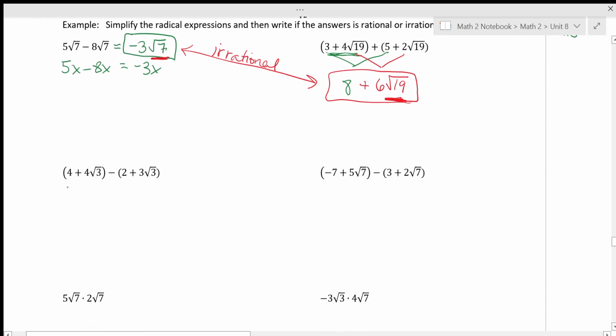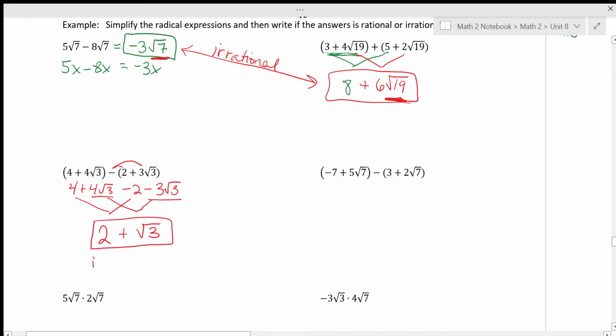And the next one we have 4, and then we have this 4 plus 4 root 3, and then we have minus in front of the parentheses here, which means that we need to distribute that negative into both of these terms inside. So we're going to have 4 plus 4 root 3 minus 2 minus 3 root 3. So we can combine the 4 and the minus 2, and we get 2. And then we can combine the 4 root 3 and the negative 3 root 3, and we get plus 1 root 3, or just plus root 3. And this is irrational because it still has that imperfect radical.